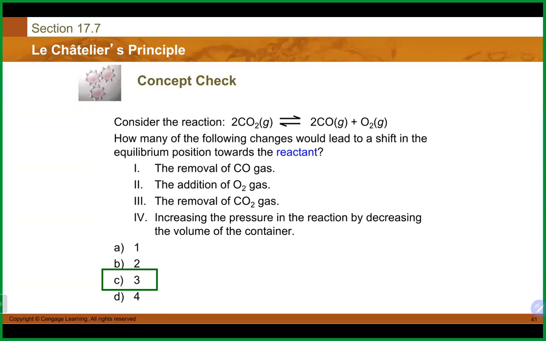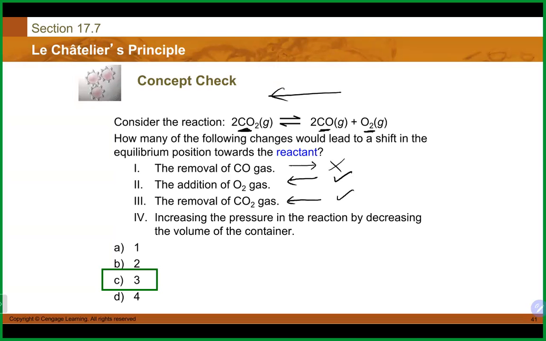All right, so let's take a look at this one here. Consider this reaction. How many of the following would lead to a shift in equilibrium towards the reactants? So in this case, we're looking for something to shift it that way. So let's take a look at each of these, see which three of them are the right ones here. If we remove CO, which is a product, it actually will shift to the right, which means that's not good. If we add some O2, it will shift away, which means it should shift to the left, so that's good. If we remove CO2, which is a reactant, has a hole on that side, shouldn't make it shift that way, so that will do it.